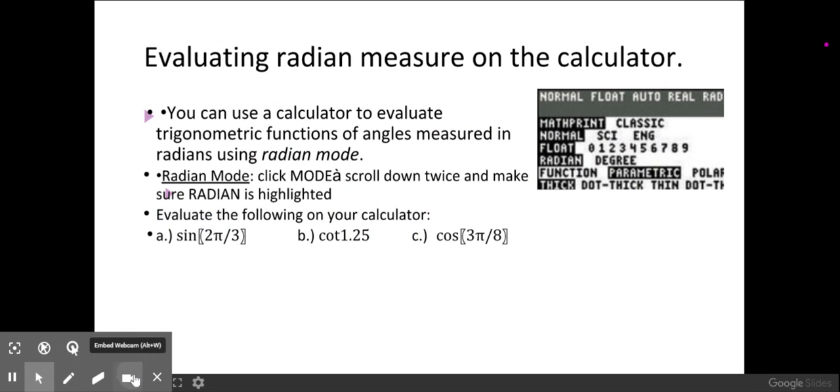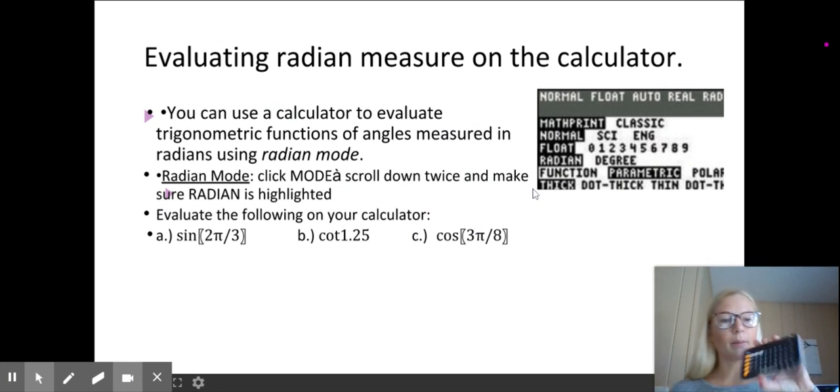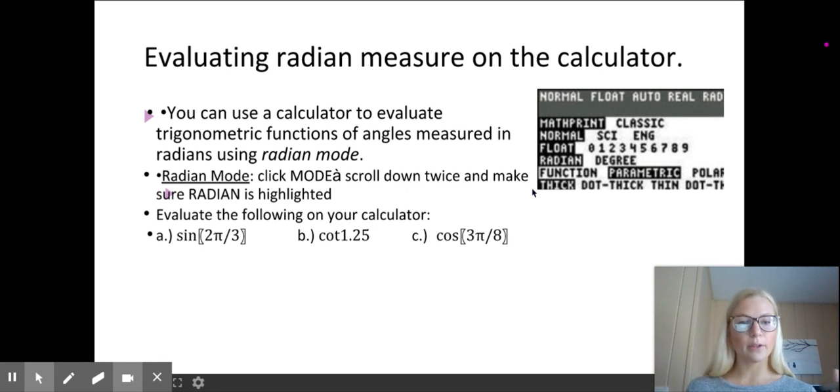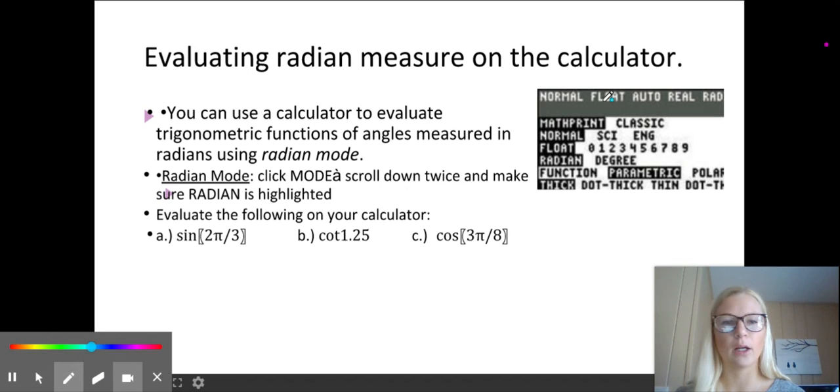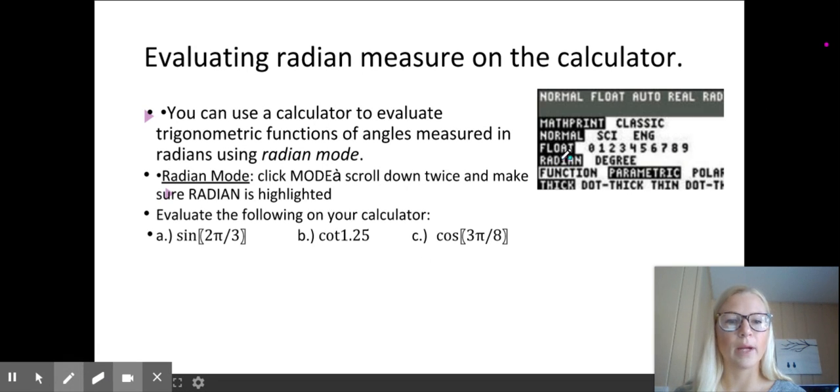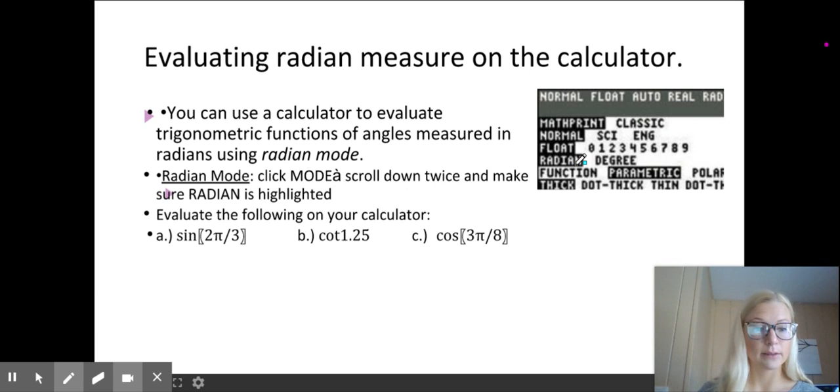All right, and the last thing for this video, I'm going to put on the camera because we are going to be using either our graphing calculator, or you can use your phone calculator. Evaluating radian measure on the calculator is different than when you plug in something in degree mode. If you have a graphing calculator, you press mode, and this type of screen will come up. You want radian to be highlighted in black anytime you're evaluating something in radian.